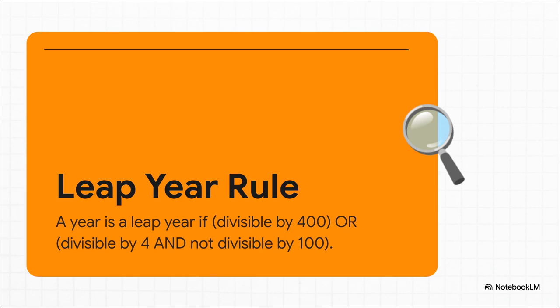So the official rule is basically a two-part test. A year is a leap year if it passes either the first condition or the second one. The first one's for special cases. If a year is divisible by 400, boom, it's in. Simple. But for most years, it's that second rule. It has to be divisible by 4. And, this is key, not divisible by 100.